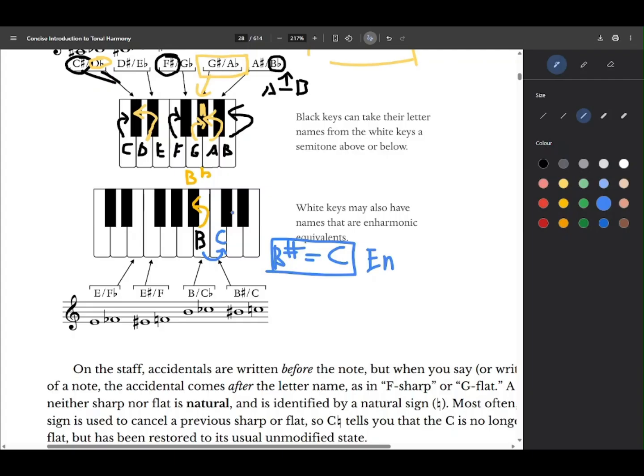It doesn't have to be with black notes. So since we sharpen this B, it becomes a B sharp, and the B sharp is just a C. We write it as a B sharp because we came from the B. We don't write it as a C, but we know that in reality, on the keyboard, it is in fact a C.